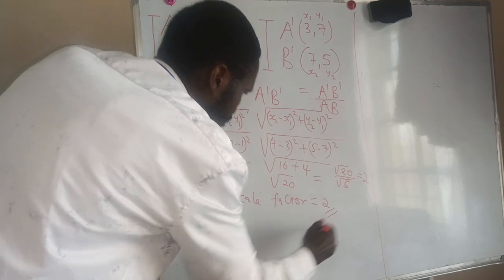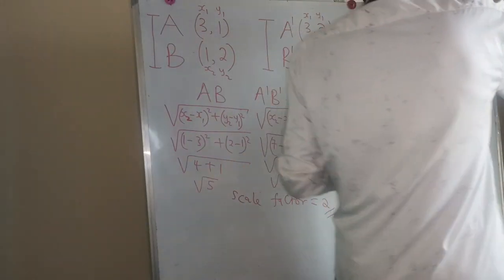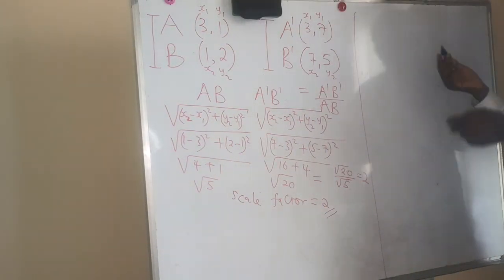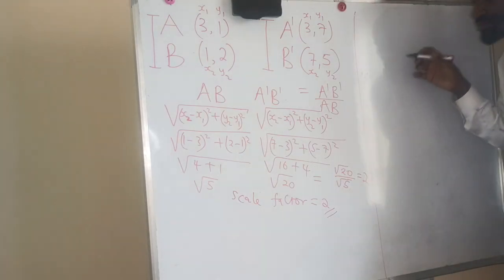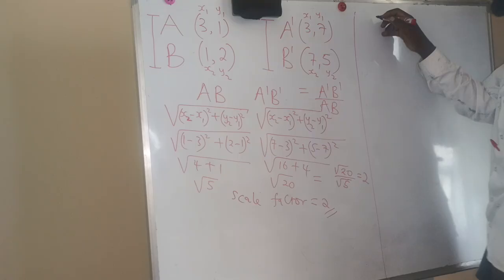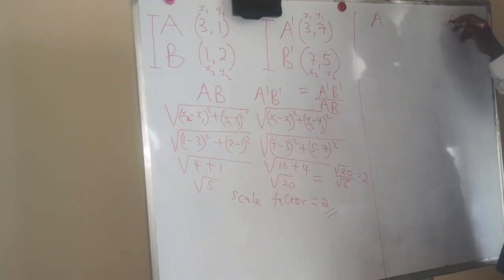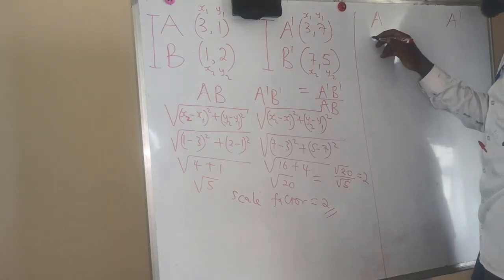is 2. Now, how do you get the center of enlargement? You'll come here and have one object point, then one image point. For example, the object is A and the image is A prime. And the object A has coordinates 3, 1.